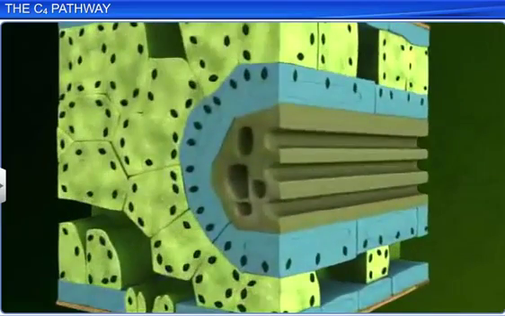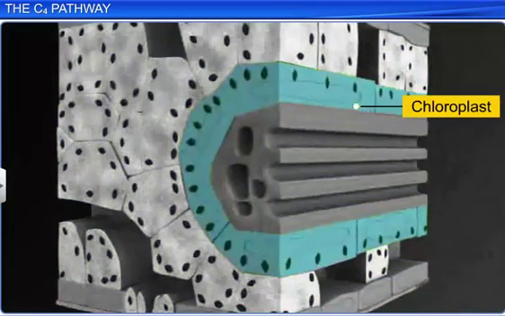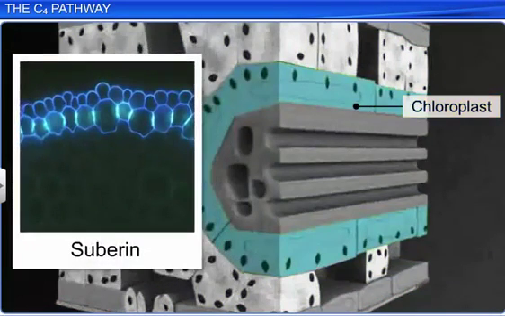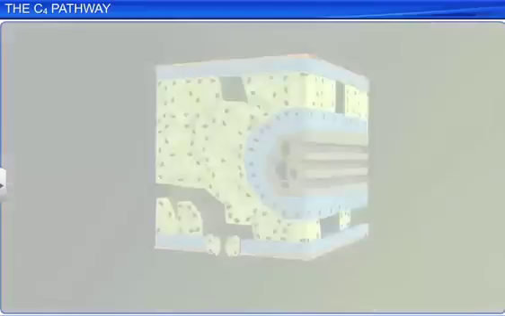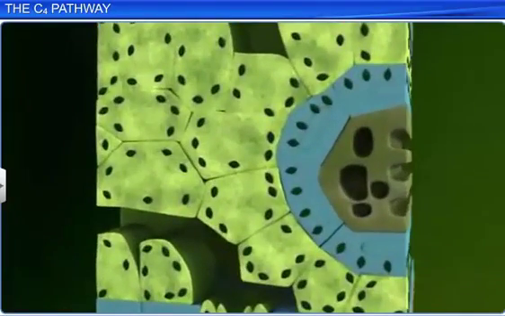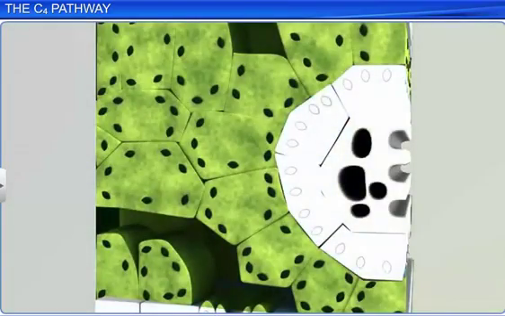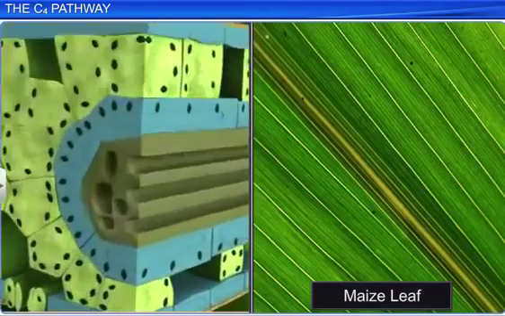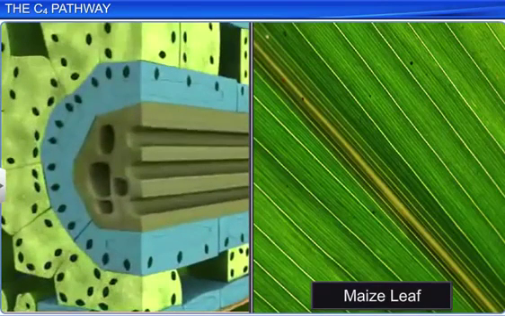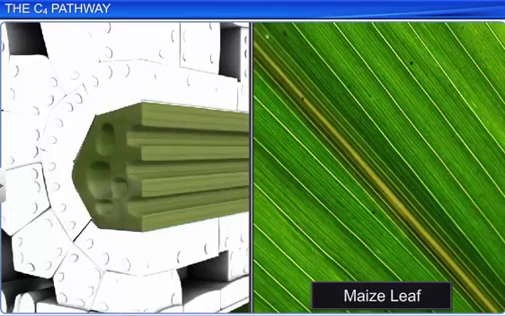These cells contain many chloroplasts and have thick walls made of suberin, which makes them impervious to gases. The outer side of the vascular bundles contains mesophyll cells with chloroplasts. The large number of chloroplasts in the bundle sheath cells surrounding the vascular bundles makes the vein appear dark green.